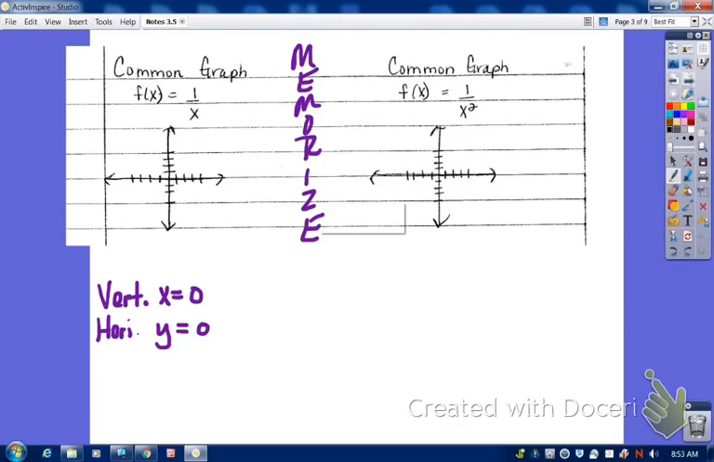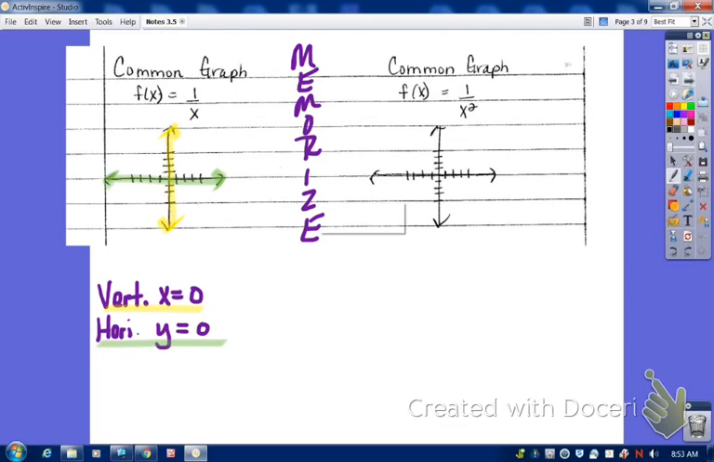Now, x equals 0 is which axis? X or y, x equals 0, the y-axis. X equals 0 is the y-axis, and y equals 0 is the x-axis. Not many people commented there.